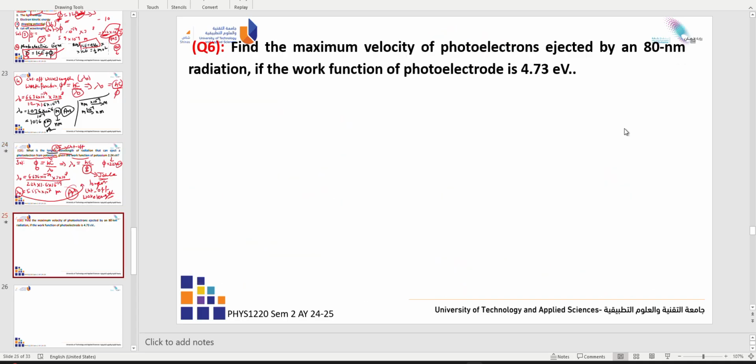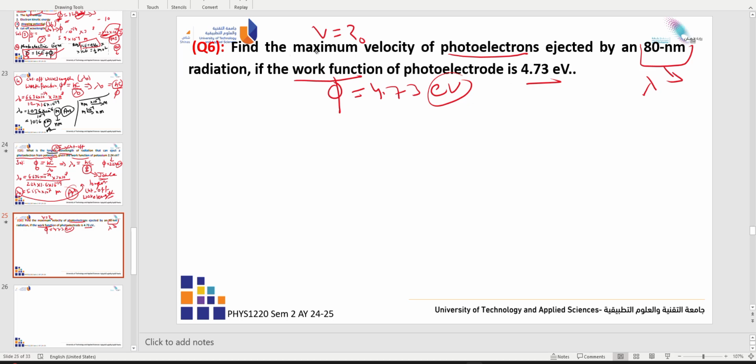Now here they are asking to find the maximum velocity, the value of the velocity of the photoelectrons ejected by 80 nanometer. This 80 nanometer is the value of the wavelength of the light, and the work function is given as 4.73 electron volt. This we need to change.